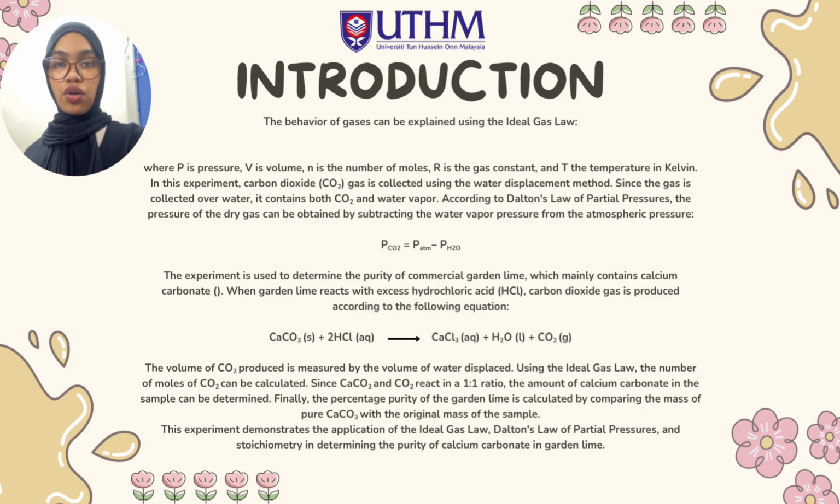Using the ideal gas law, the number of moles of CO2 can be calculated. Since CaCO3 and CO2 react in a 1:1 ratio, the amount of calcium carbonate in the sample can be determined. Finally, the percentage purity of the garden lime is calculated by comparing the mass of pure CaCO3 with the original mass of the sample. This experiment demonstrates the application of the ideal gas law, Dalton's law of partial pressures, and stoichiometry in determining the purity of calcium carbonate in garden lime.